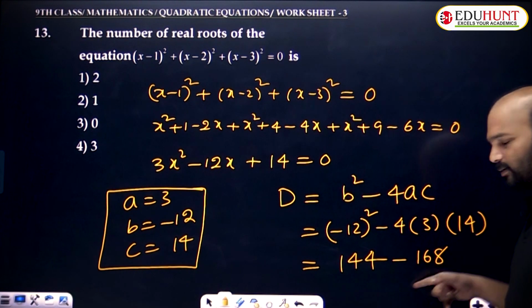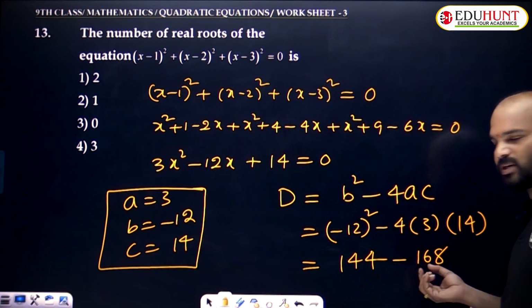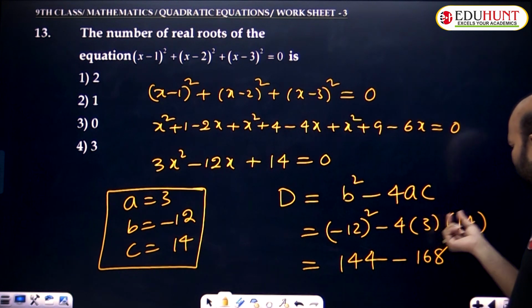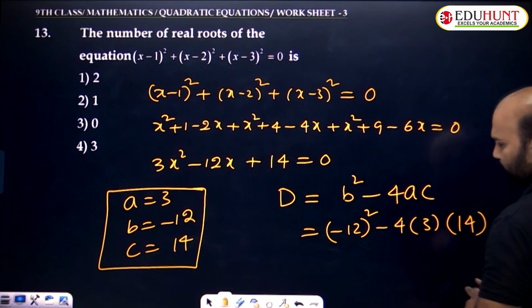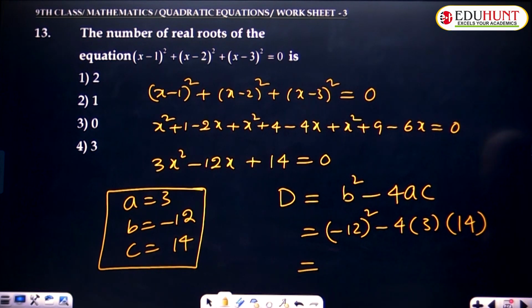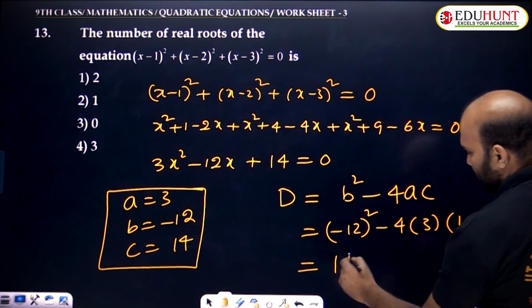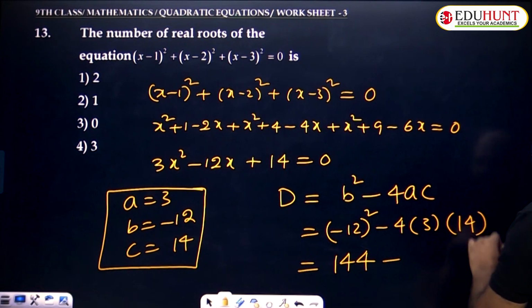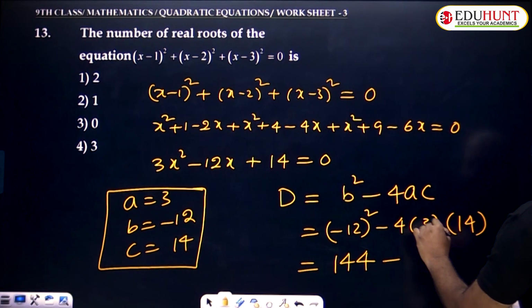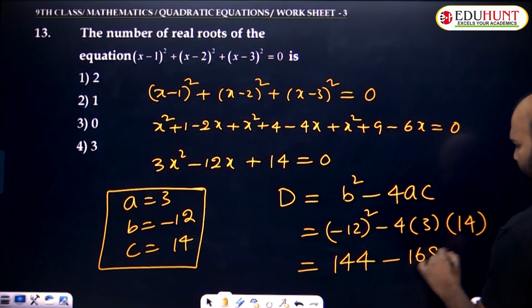Yes, it can be written (−12)² = 144, minus 4 into 3 into 14. 14 into 3 is 42, 42 into 4 is 168.